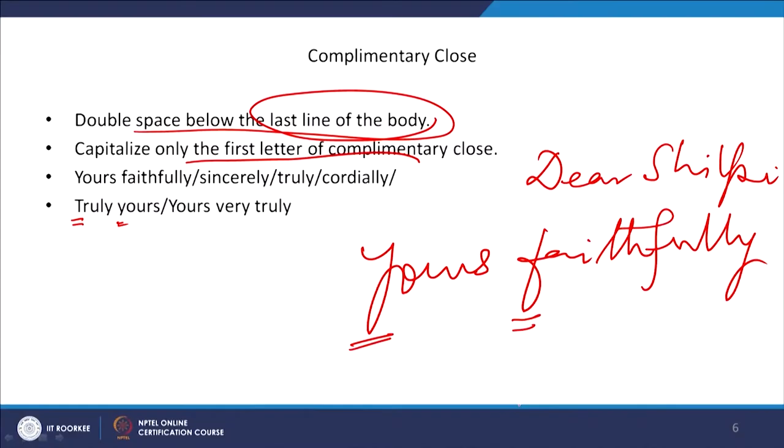These are all the ways, because as I have been saying, a letter establishes not only a relationship but goodwill as well. That is why, when you are going for a complimentary close, you are going to take a leave, and when you end this letter, what are you going to do? You are actually to bring something to action, isn't it? So, ending the letter also becomes very important.